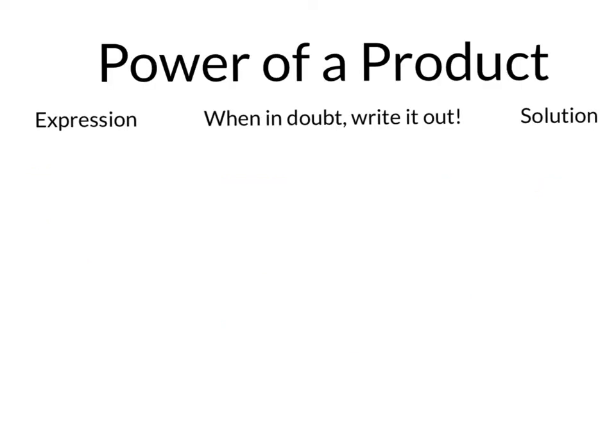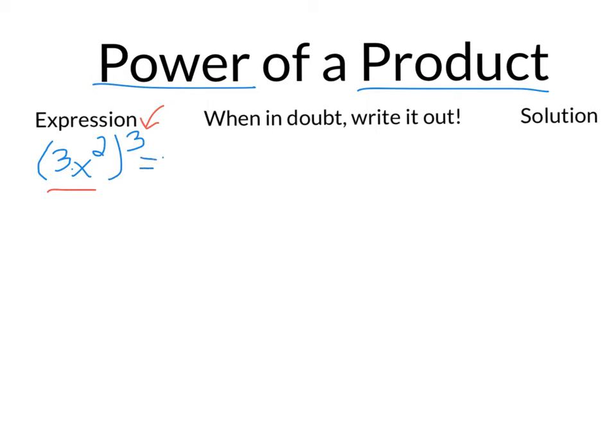Alright, here's the last property of this lesson, and this is power of a product. So you're starting with a product and you're raising the product to a power. What that looks like would be here, 3x squared to the power of 3. So here's my product, raising it to a power. The exponent on the outside tells me I have 3 of these. So that means I have 3x squared times 3x squared times 3x squared.